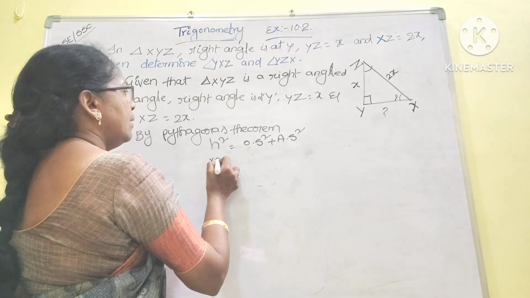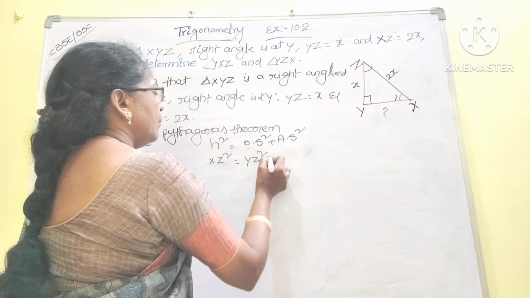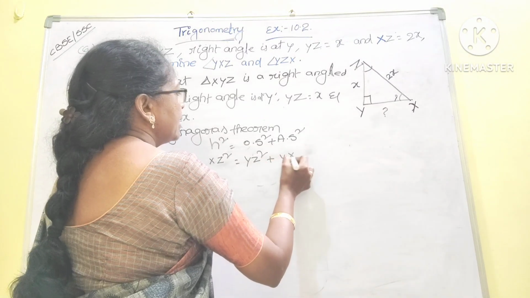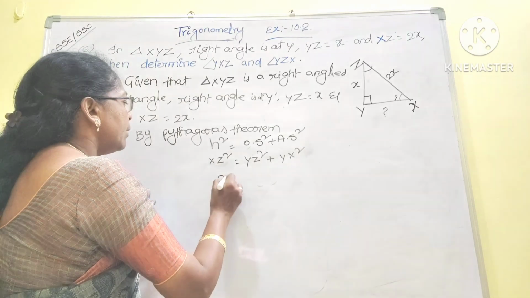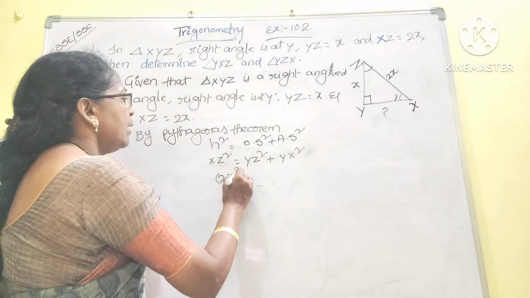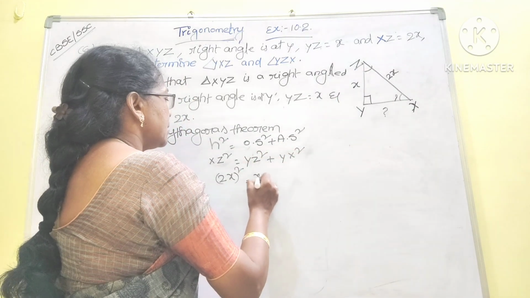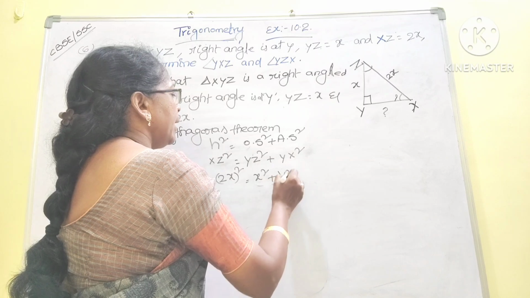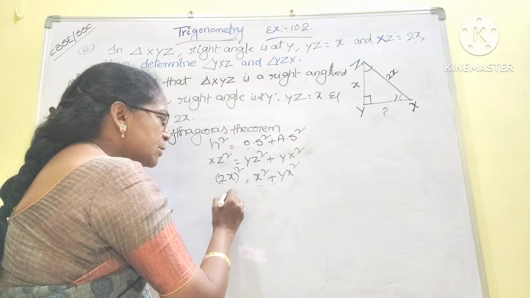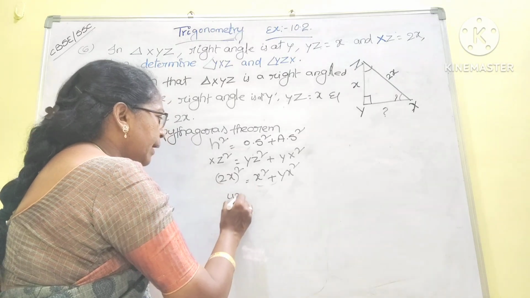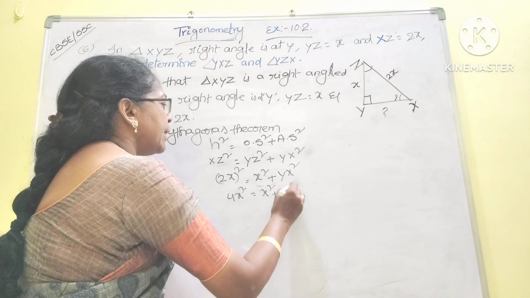XZ square equal to YZ square plus YX square. Now here XZ we know the value, that equal to 2x whole square. Here YZ equal to how much? X. So x square plus YX square. Now here in this 2x whole square means 2 square 4, 4x square equal to x square plus YX square.